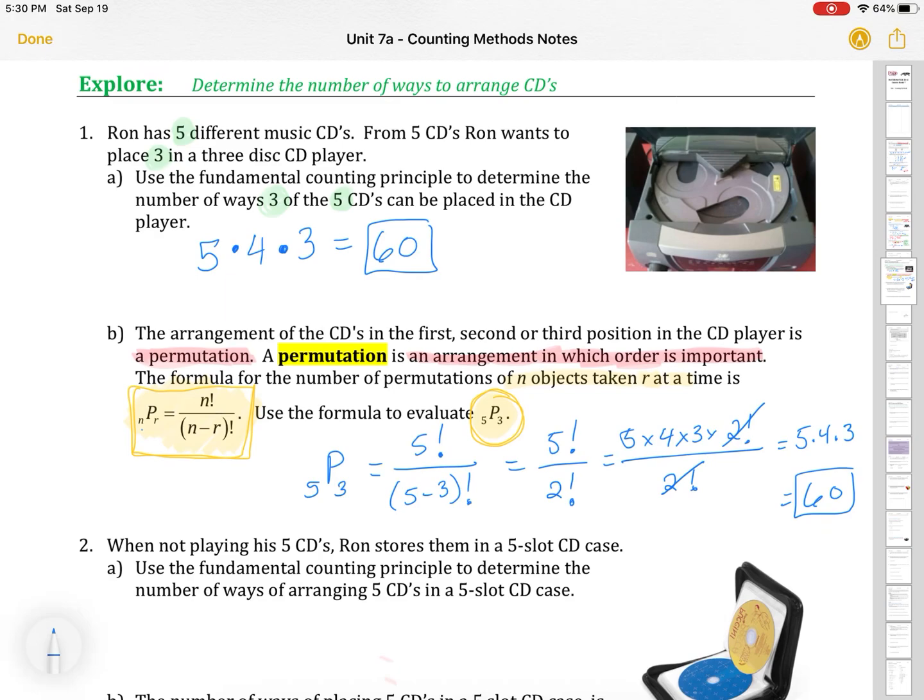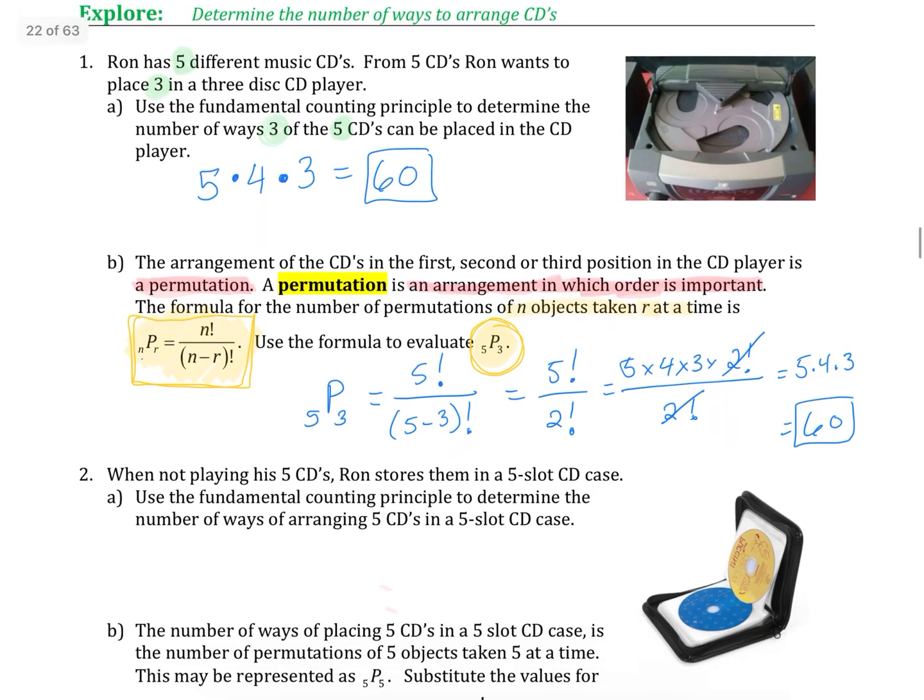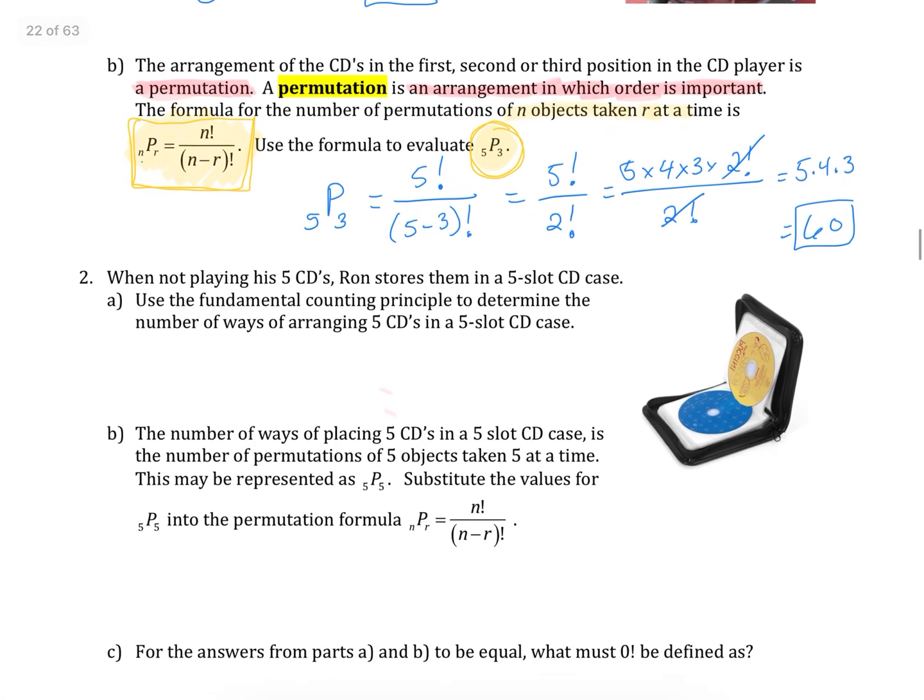Now, here's a neat thing. We're going to talk about the calculator way later. This is about understanding it, but there are some combinations of buttons on your calculator that we can use to solve this as well. Now, we're going to continue talking about permutations.